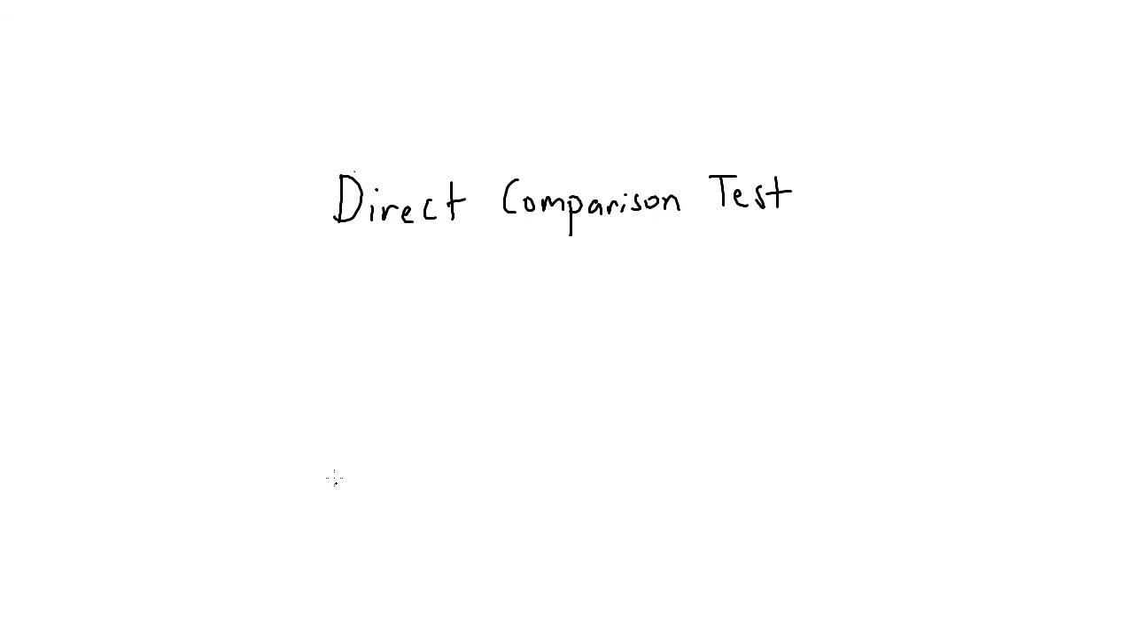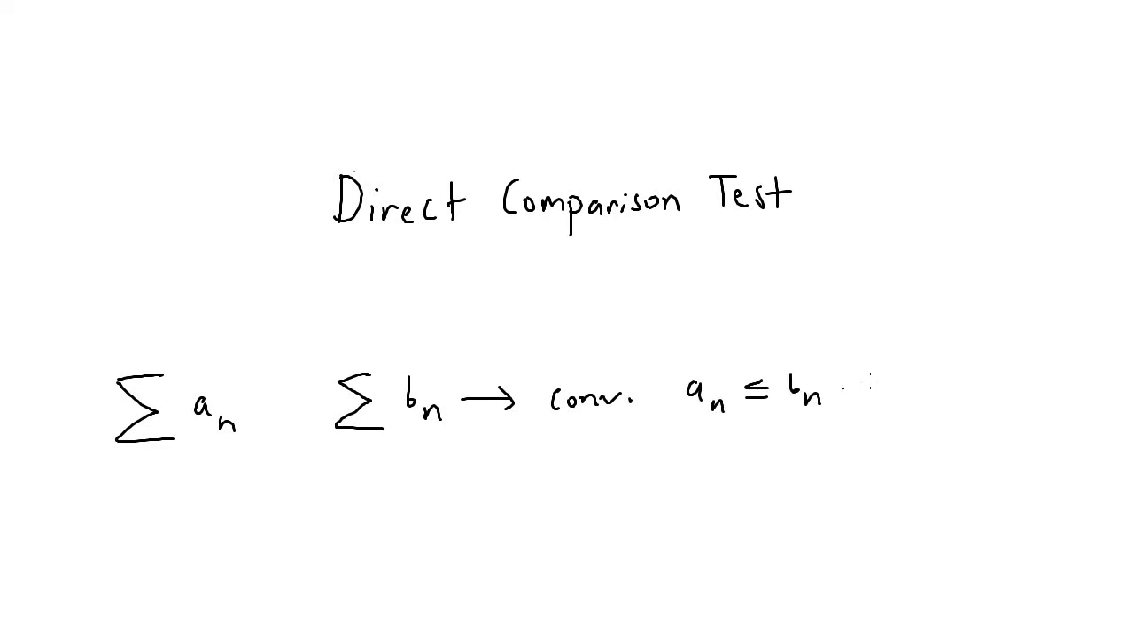So let's take a look at the direct comparison test, or DCT. So the formula for the DCT, let's say we have the series of a sub n. We can actually compare it to a similar series, b sub n. And if the series of b sub n is convergent, and a sub n is less than or equal to b sub n, that means that the series of a sub n is also convergent.